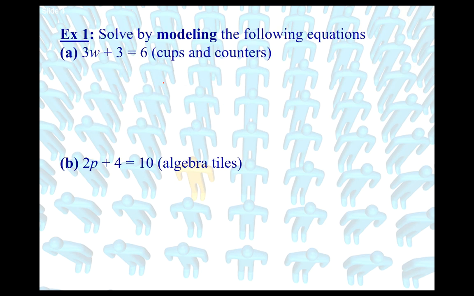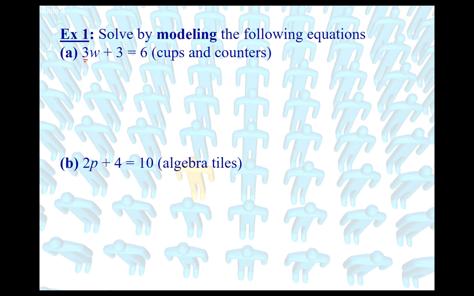However, before we do that, we are once again going to torture ourselves by modeling and solving this with cups and counters and algebra tiles. And then we're going to worry just about the isolation method afterwards. Okay, so it says model the following equations and then solve them. So we have 3w plus 3 is equal to 6.